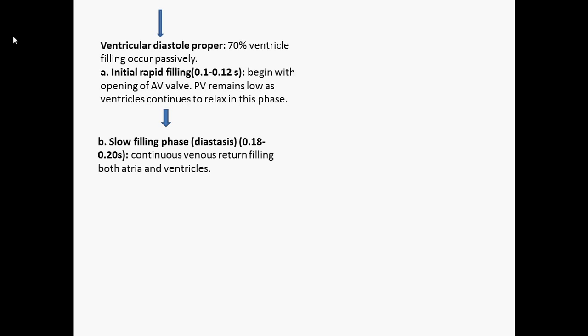There is a slow filling phase, so continuous venous return fills both atria as well as the ventricles, followed by the last rapid filling. Now this last rapid filling is due to the atrial systole. So when the ventricles are relaxing, in that phase the atrial systole comes and goes away, that is just 0.1 second. So the last rapid filling phase of ventricular diastole proper is due to the atrial systole, which propels the additional 30% blood into the ventricles.